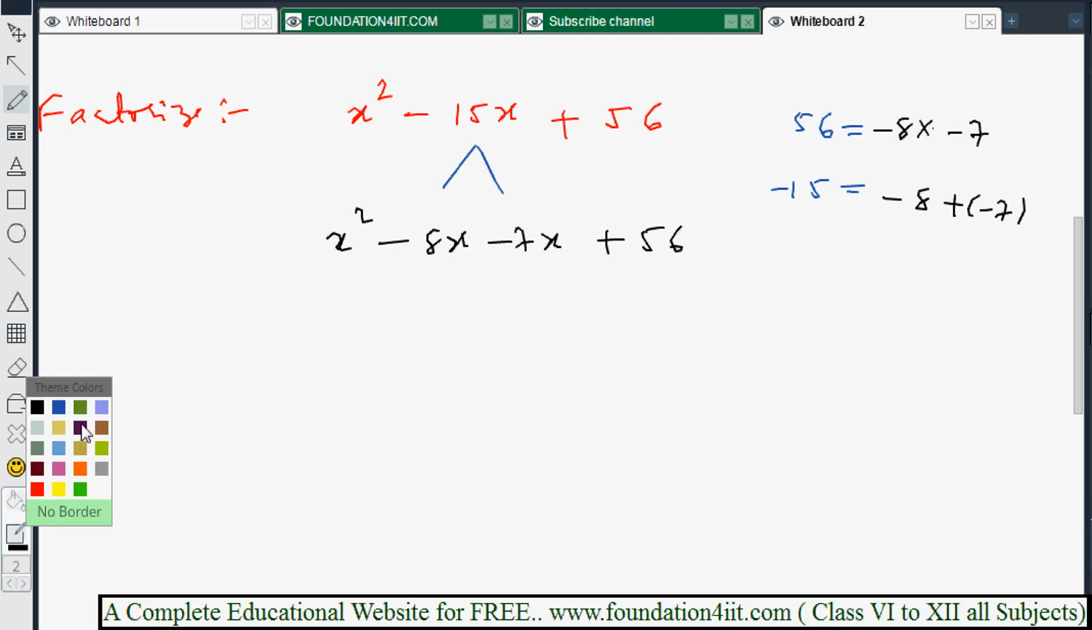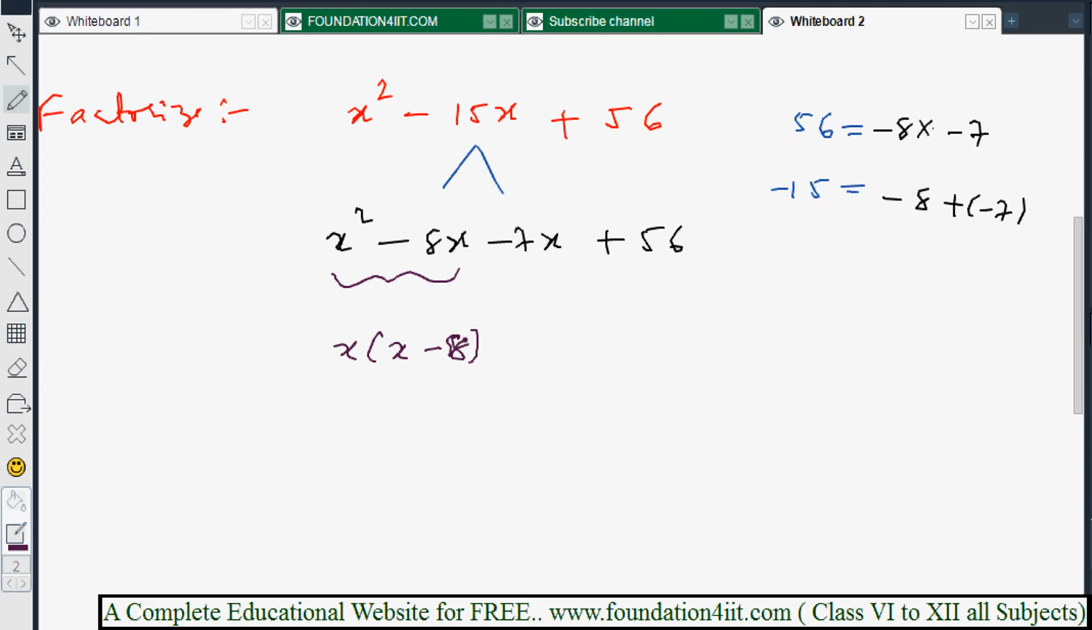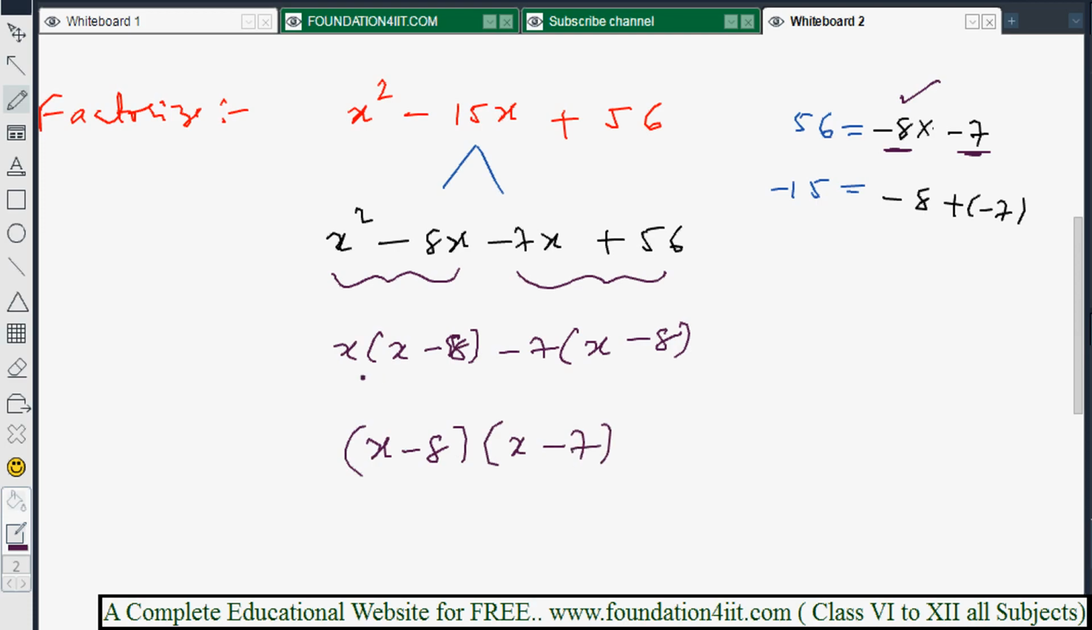Now if you take the common from the first two terms, I can take x common, x minus 8. And from the next two terms we can take common minus 7. If I take minus 7 common, the remaining is minus 8. From this also you can write the step directly, so I need not split again. So x minus 8 is the common polynomial, x minus 7. x is the first term and 7 is the second. So x minus 8 into x minus 7.